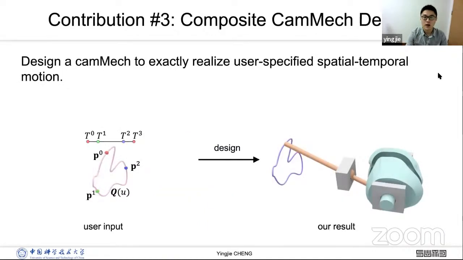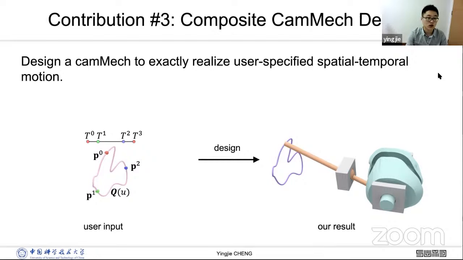Taking the composite CamMech modeling approach as fundamental, now we are ready to solve the composite CamMech design problem. A simple version of this problem is to design a single CamMech to exactly generate a single path. Our input is a smooth, closed target curve with timing constraints.